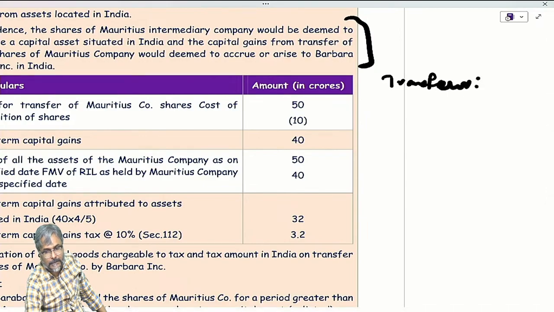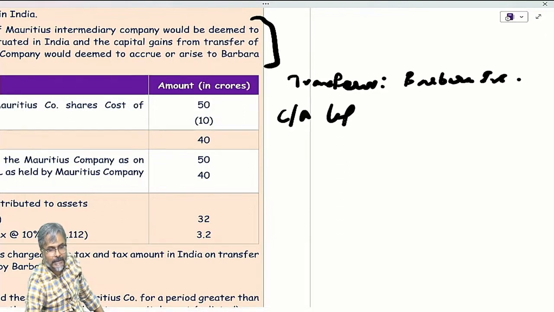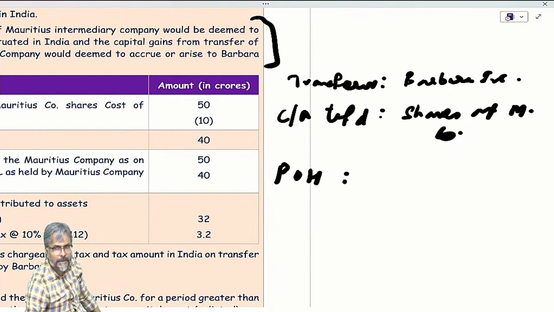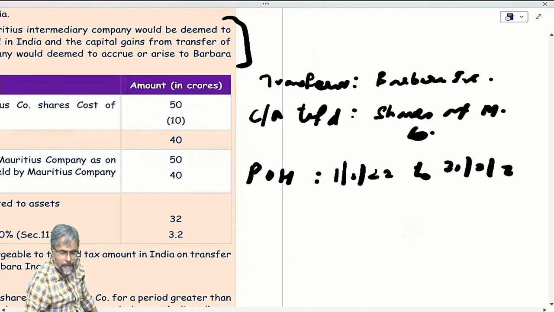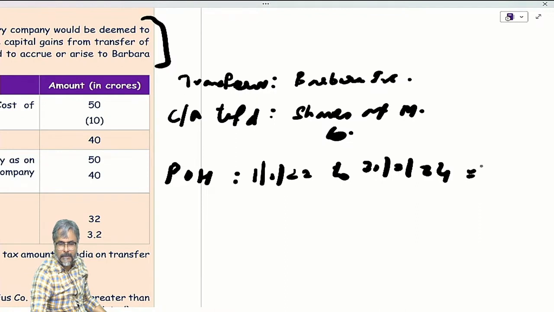Transferor: Barbara Inc. The capital asset which you have transferred is shares of a Mauritius company. And the last one is the period of holding. POH, I am writing. From which date to which date? 1st of January, 31st, and so on. So it would be how many? 27 months. 27, no?